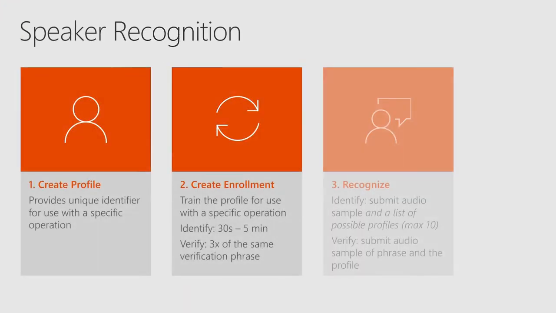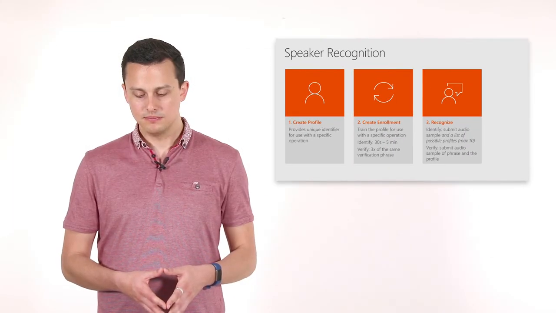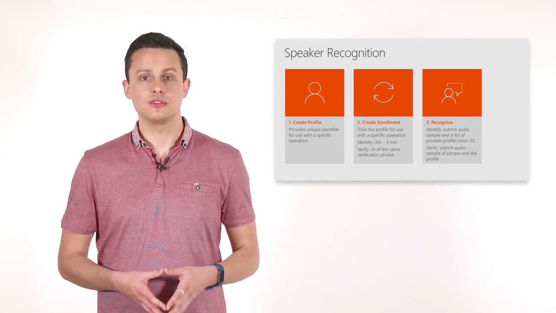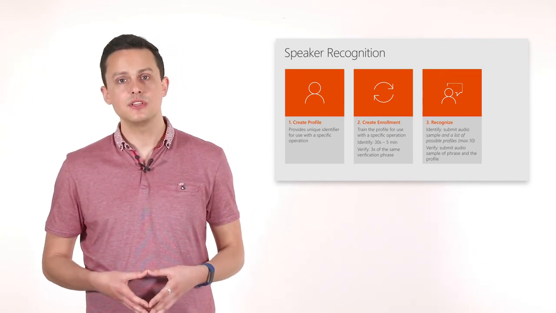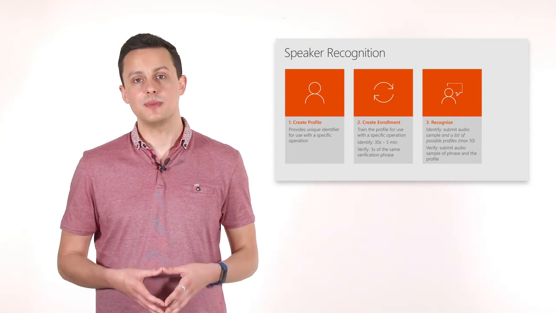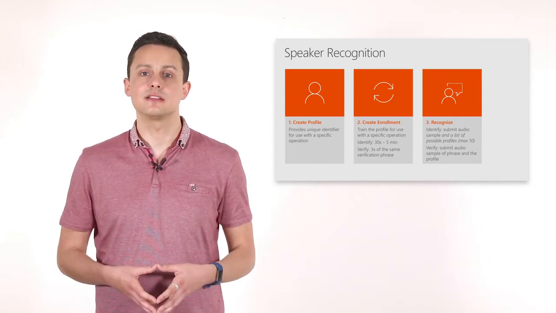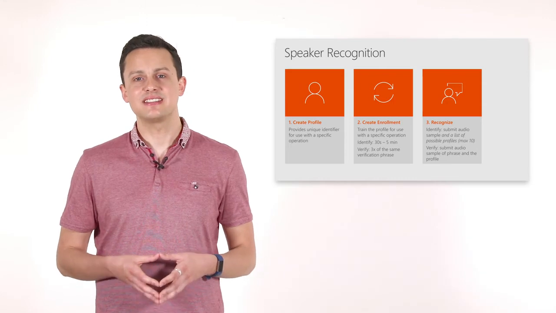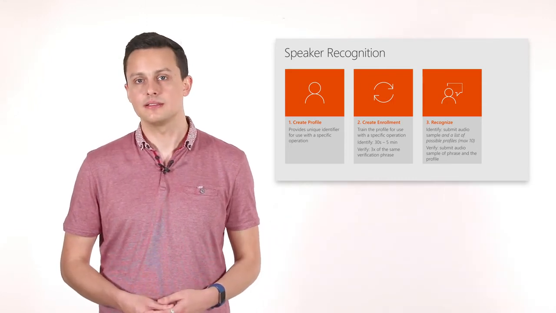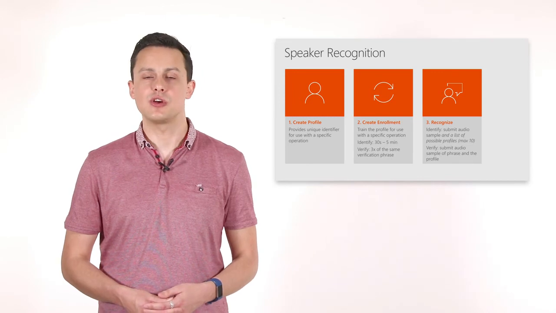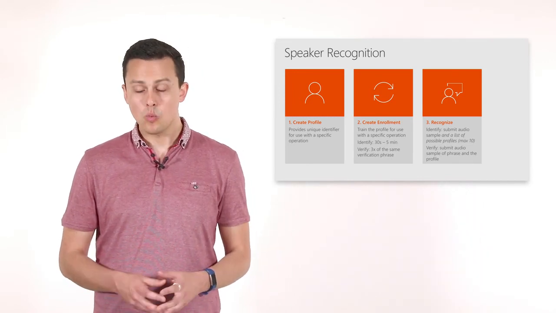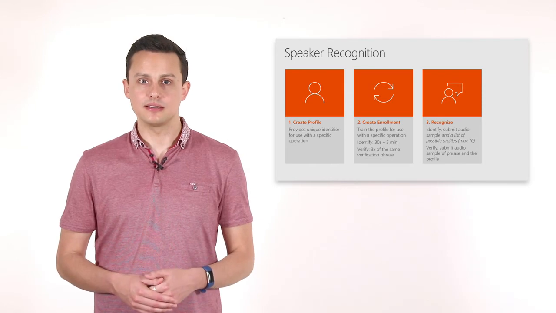So what's involved with getting started with the speaker recognition API? Well, first you need to create a profile to represent the user that you want this API to be able to recognize, either identify or verify. You then need to enroll this user. So for identification purposes, you just need to send a snippet of them speaking between 30 seconds and 5 minutes. For verification, they need to say the specific verification phrase that they have spoken 3 times to create that enrollment. Once that's complete, you can start recognizing them.